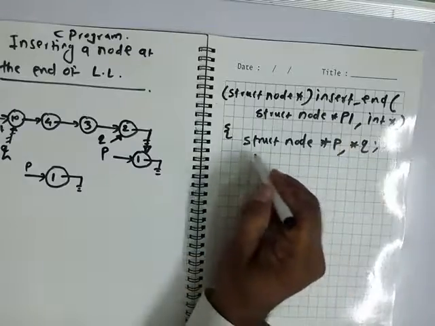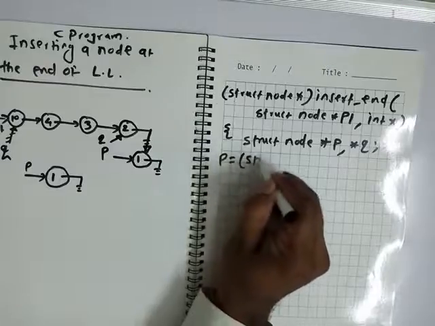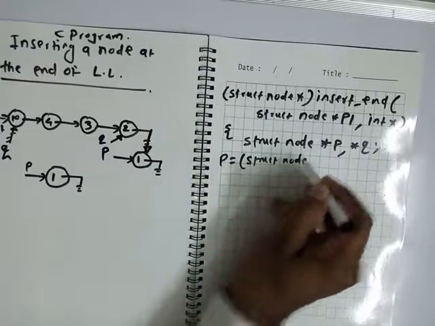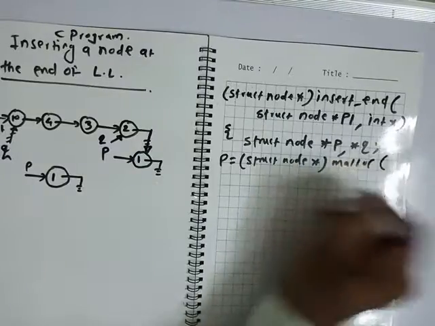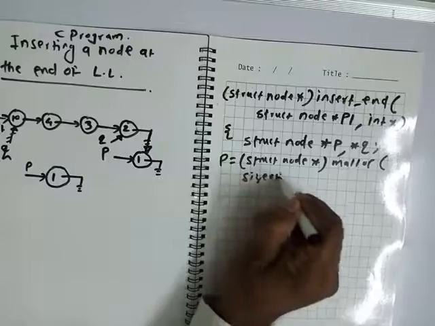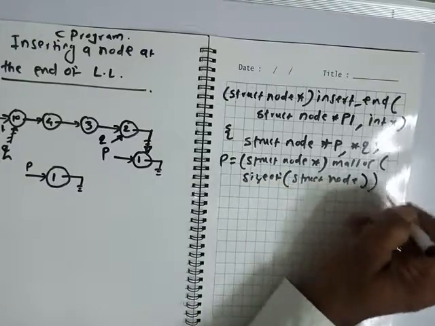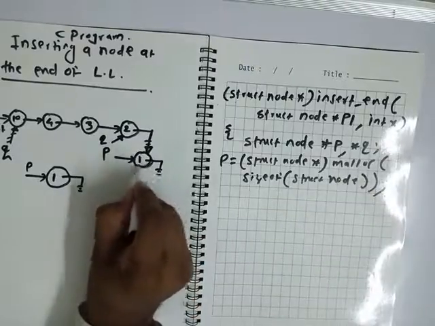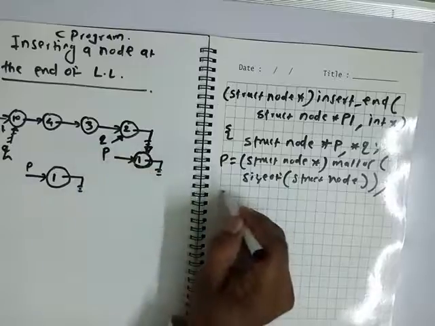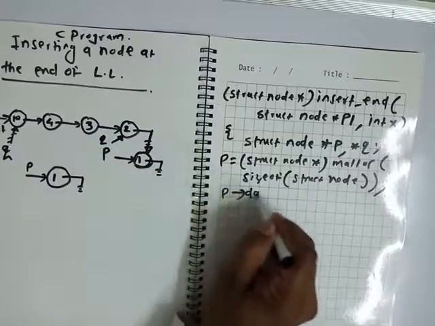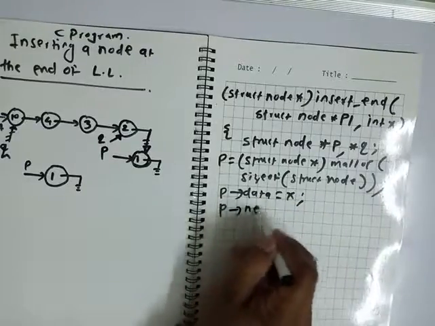Okay, so now I'll create the new node, struct node star p equals malloc of size of struct node. So the new node will be created, and that new node will be pointed to by the pointer p. Then we'll store the data in that new node, p arrow data equal to x. We'll set the next pointer to null.